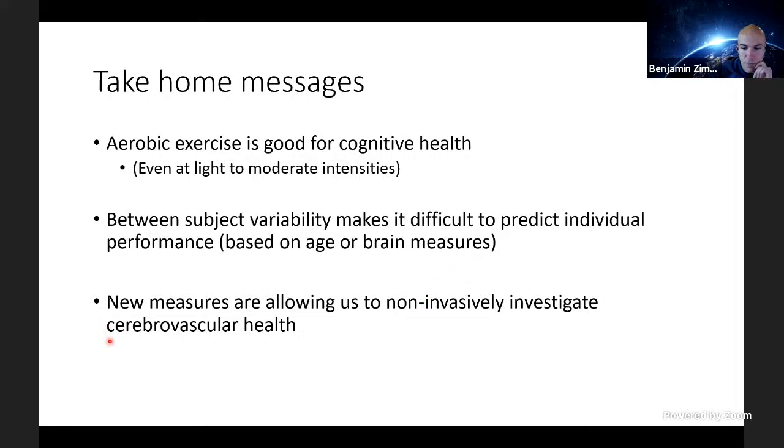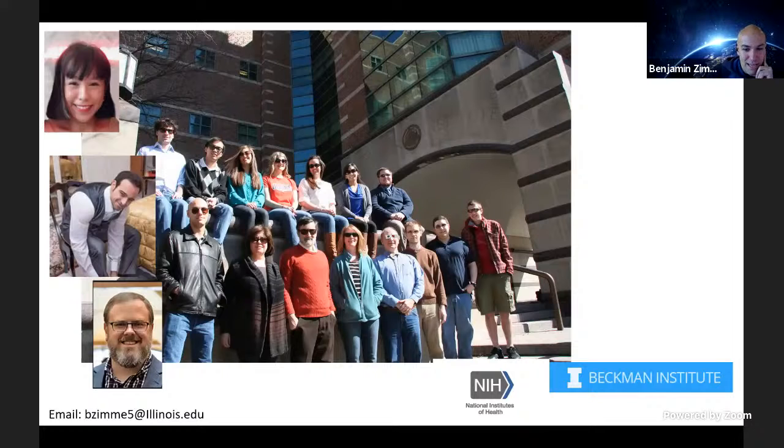And finally, I hope you leave with some idea of the types of measures that we're developing and how cool the lab I'm in is, because I'm really proud of it and the work that we do there. So here's our cool lab.